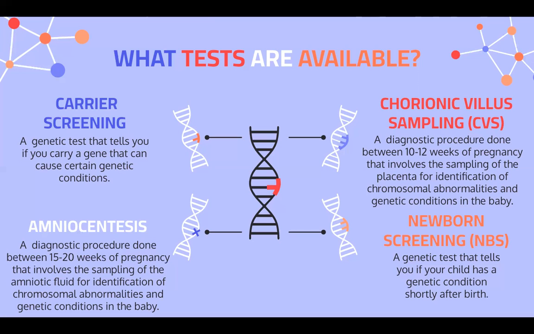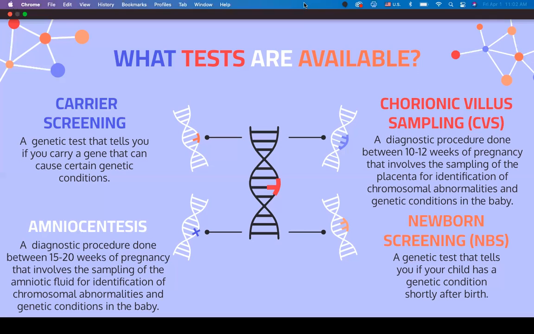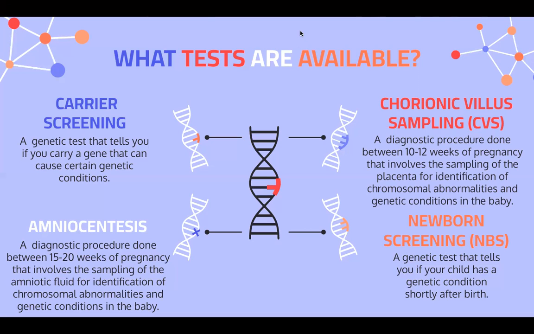For this case, let's imagine that the couple does not want to pursue CVS or amniocentesis because they fear those small risks. They also don't want to wait until the baby is born to find out through newborn screening. So the best option, ideally done before pregnancy, is carrier screening, and Jillian has elected to pursue it.